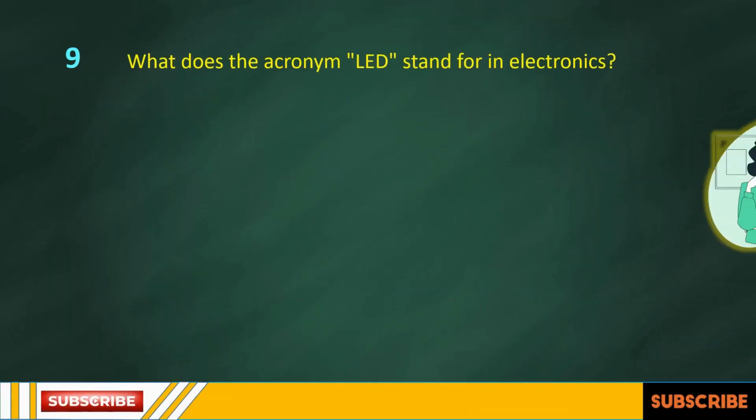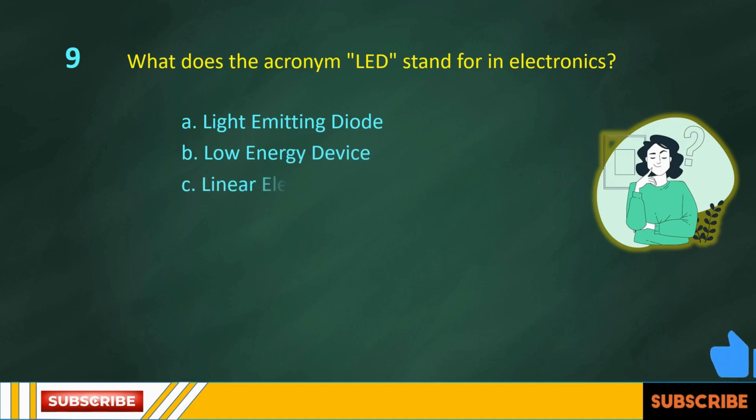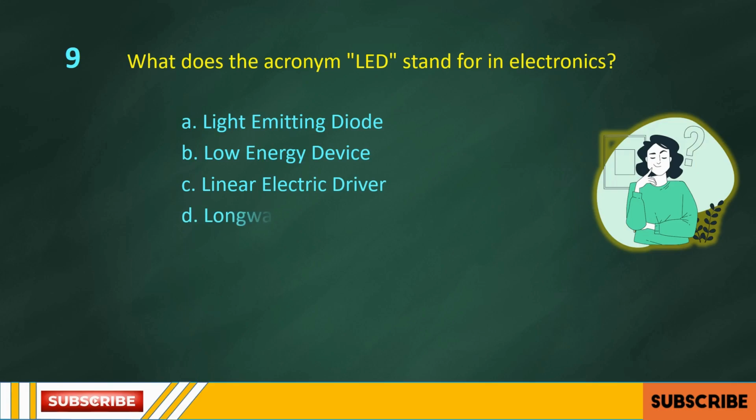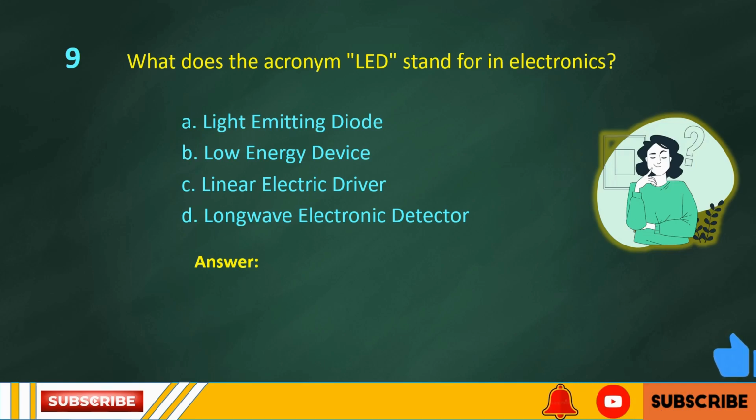What does the acronym LED stand for in electronics? A. Light emitting diode. B. Low energy device. C. Linear electric driver. D. Long wave electronic detector. Answer is A. Light emitting diode.